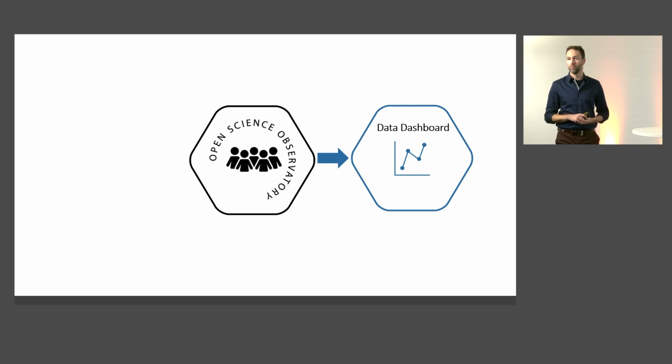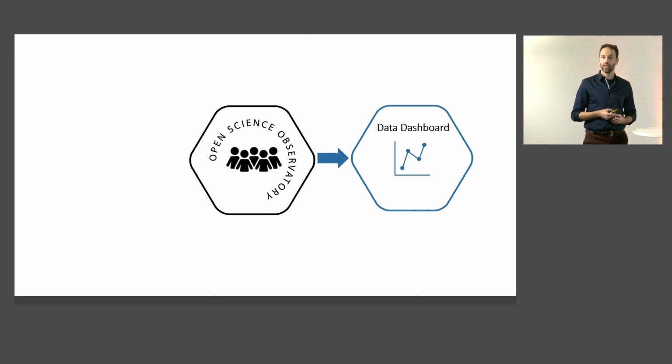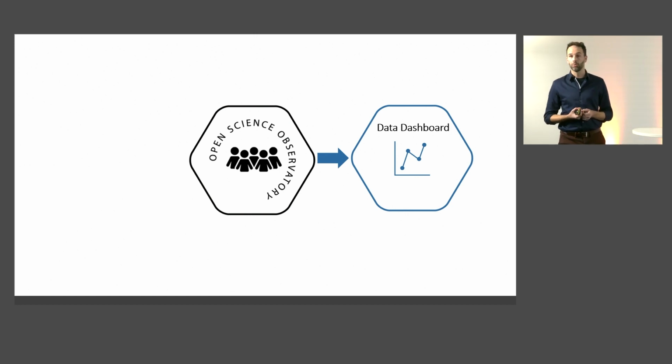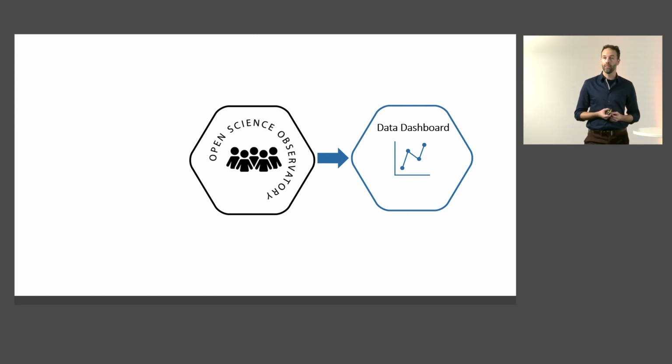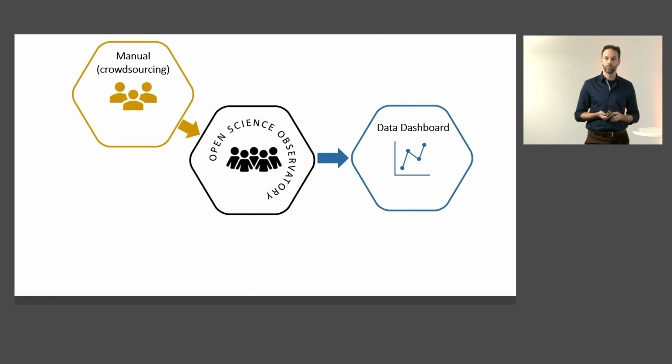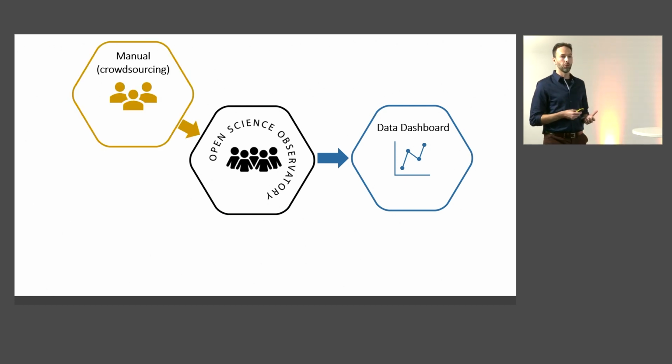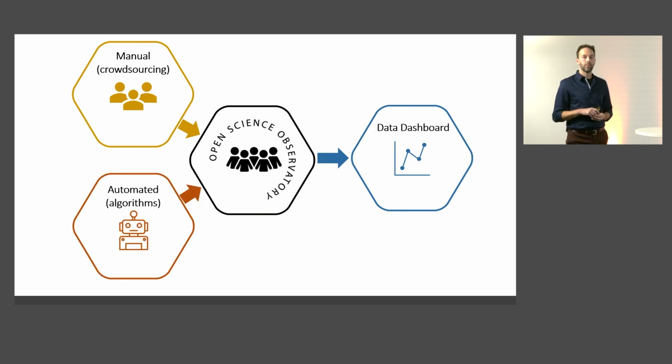The core output of the Open Science Observatory is a data dashboard, just like Our World in Data, although we also anticipate publishing our results in traditional scientific papers. The data dashboard will be an accessible, engaging, and interactive way to communicate the results of the project. The data itself is going to come from two sources. Firstly, a globally distributed crowdsourced community who manually assess whether articles are adhering to various transparent research practices. And secondly, text mining and machine learning algorithms, which can automatically assess large numbers of articles. So let me explain why we need both of these data streams.